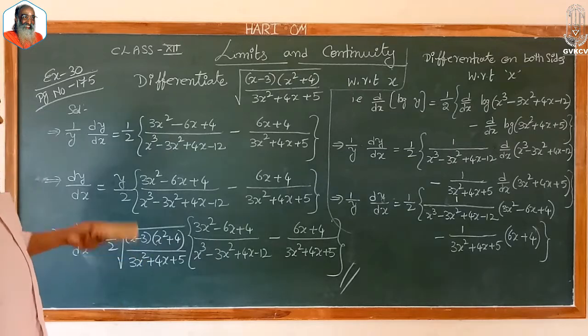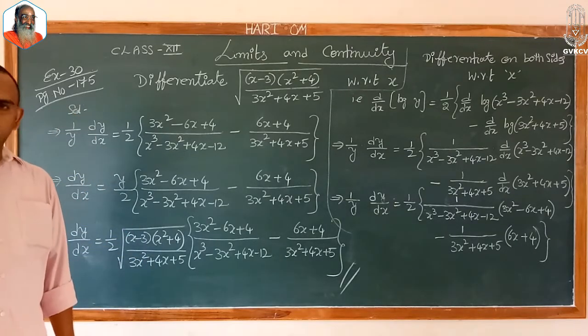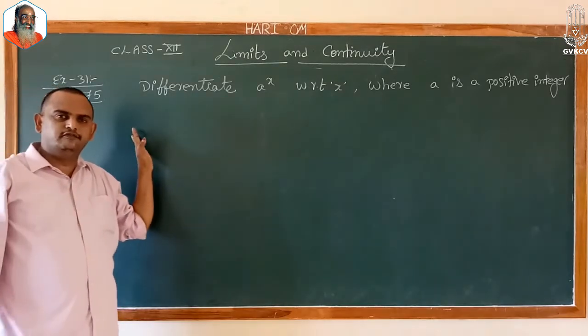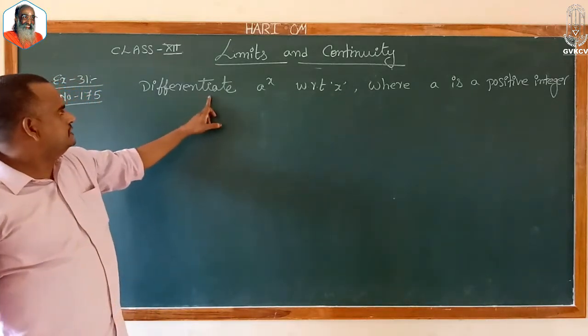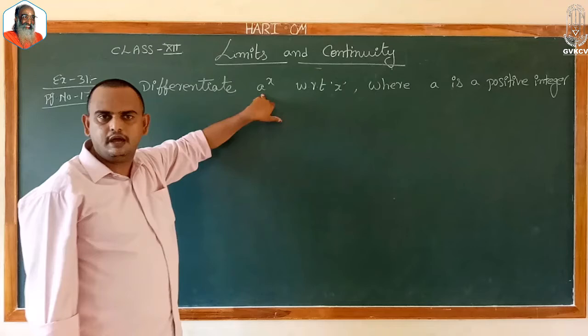Now let me explain example number 31. Let us come to example number 31. What is given? Differentiate a power x.